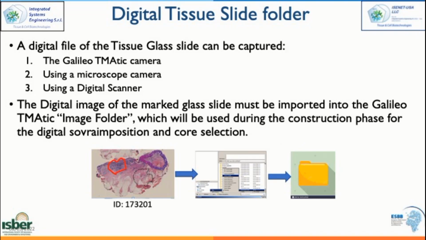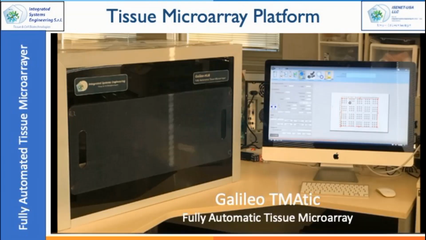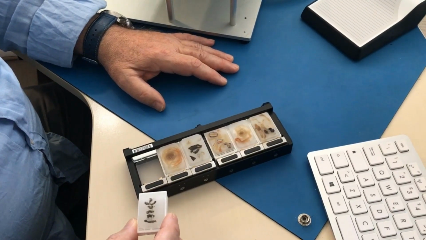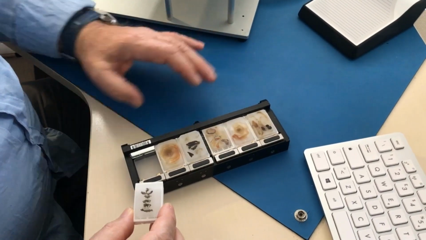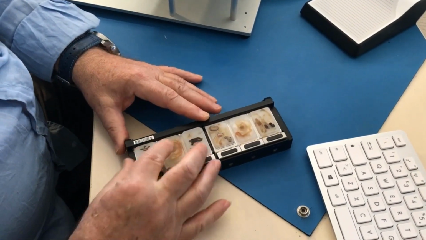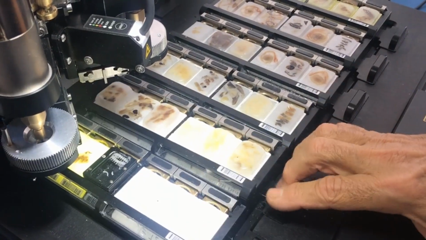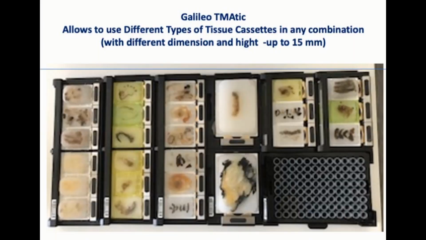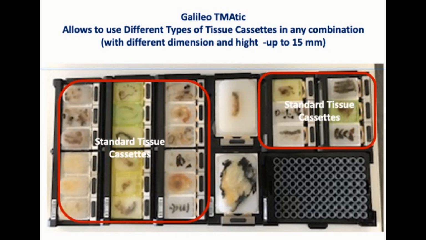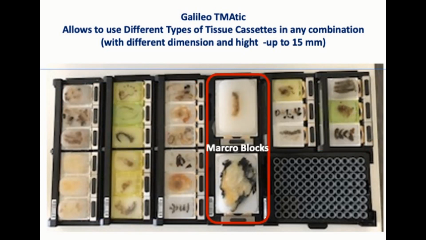At this point, having available all the donor blocks and corresponding tissue slides, we are ready to make a TMA block with the GalileoTMAtic fully automated tissue array. First of all, insert the recipient and donor cassettes into the 6-position holder, and then place the holder on the automatic stage. One of the new features of GalileoTMAtic is to be able to work with different types of tissue cassettes simultaneously, such as standard tissue cassettes for all types of tissues, macro used especially for prostate cancer.